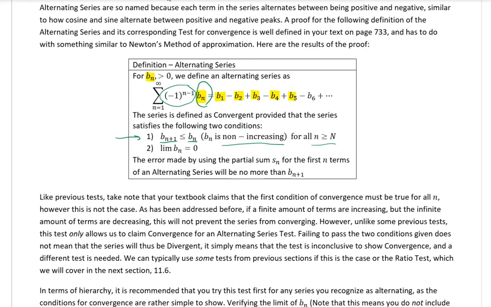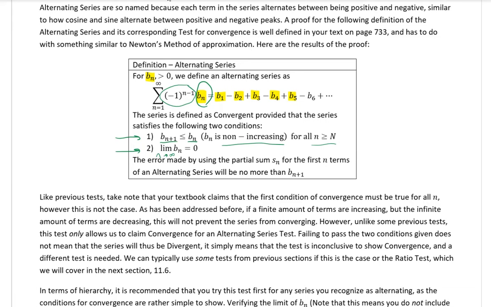And then for number 2, we also want to make sure that the limit equals 0. If the limit specifically as n approaches infinity of b sub n equals 0, then we're all okay. If we have those two conditions, then we are fine to show that something is convergent.